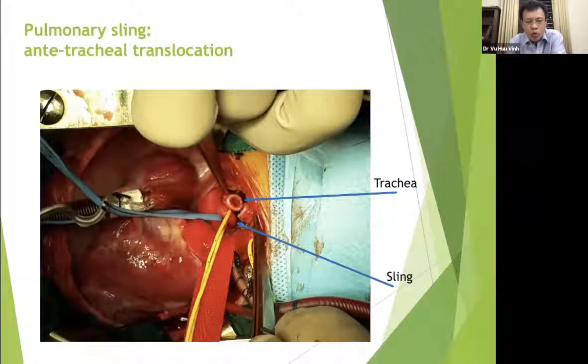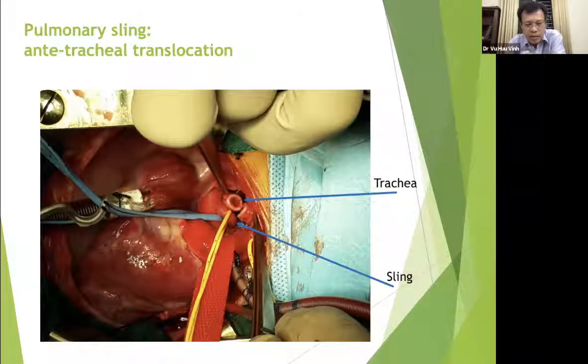This is how to manage the sling. So as you can see, in the yellow circle is the sling. And the trachea we divided, and the point to divide the trachea, we calculate, we have to reckon exactly the middle of the stenotic part, and this is very important.